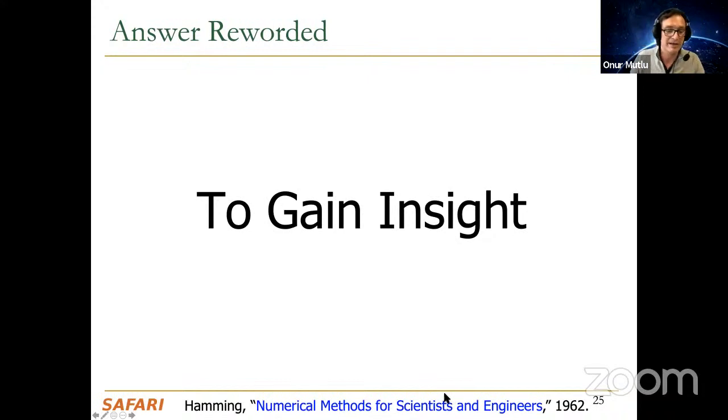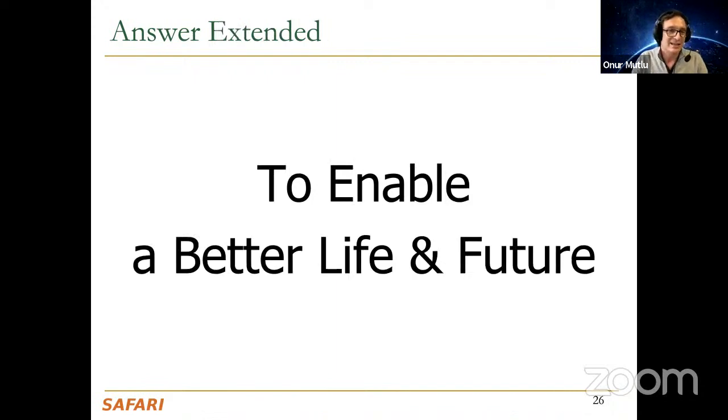And I would recommend folks to look at Richard Hamming's beautiful book that talks about how computers are designed for insight. The goal is really not to generate numbers, but actually to generate insight that can help solve problems. Okay. And of course, why do we need this? To enable a better life and future, hopefully, right? That's the goal in the end.